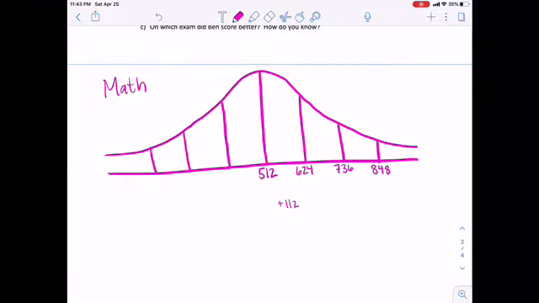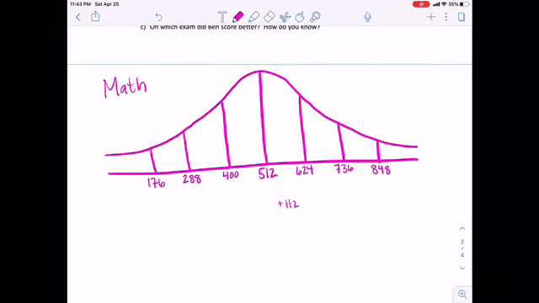Going the other way, if I take my 512 and subtract 112, I'll get 400. Then I'll get 288. And then I'll get 176.